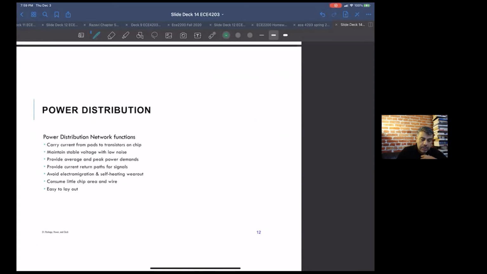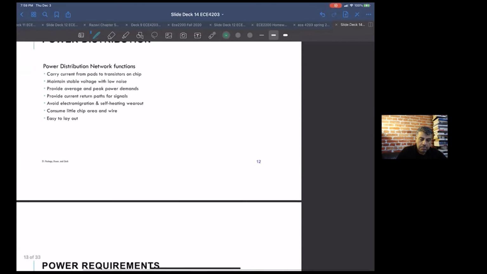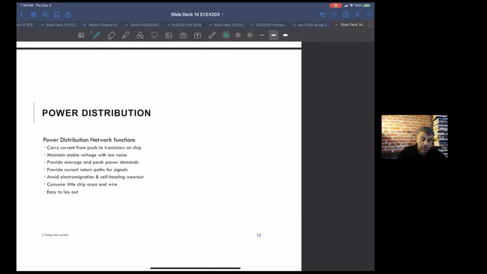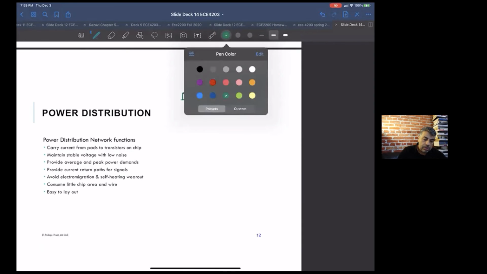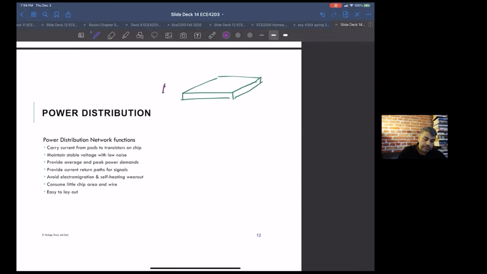So the second thing you have to worry about is power distribution. You've got a couple of things to worry about in the power distribution. Power distribution just means getting your VDD and ground. If you're just dealing with a digital circuit, you have to get it from, let's say I have my part and my package. This is VDD on the chip. This is VDD on the package.